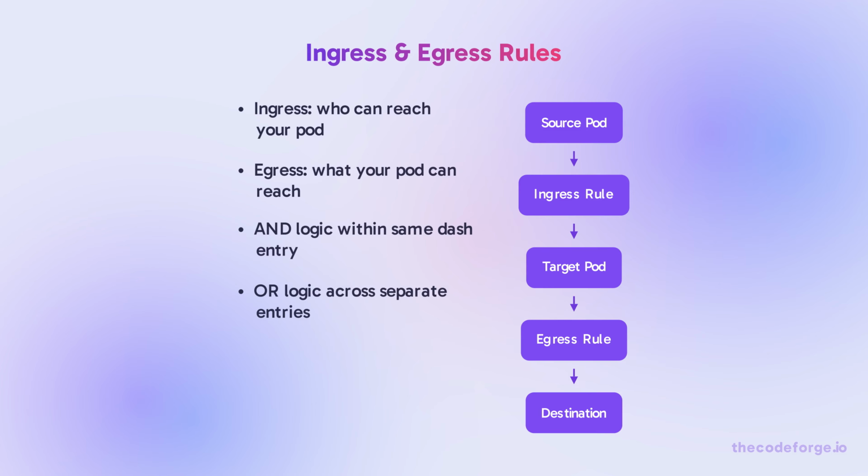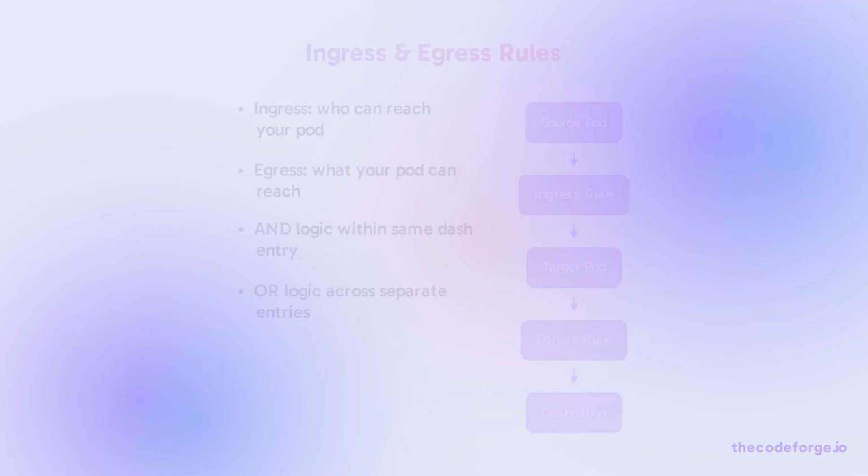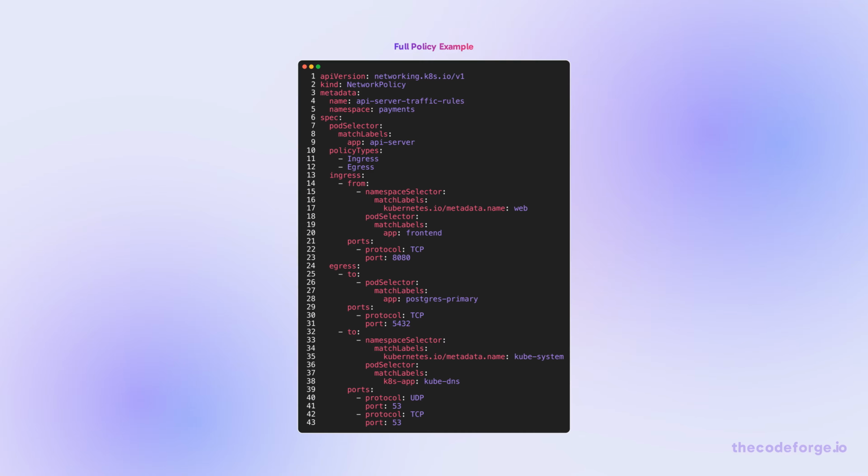Ingress rules control inbound traffic. Egress rules control outbound. The YAML indentation is critical. Multiple selectors in the same dash entry are ANDed, while separate entries are ORed. This policy governs the API server pod. It allows ingress only from front-end pods in the web namespace on port 8080, and egress only to Postgres on 5432 and CoreDNS on port 53.